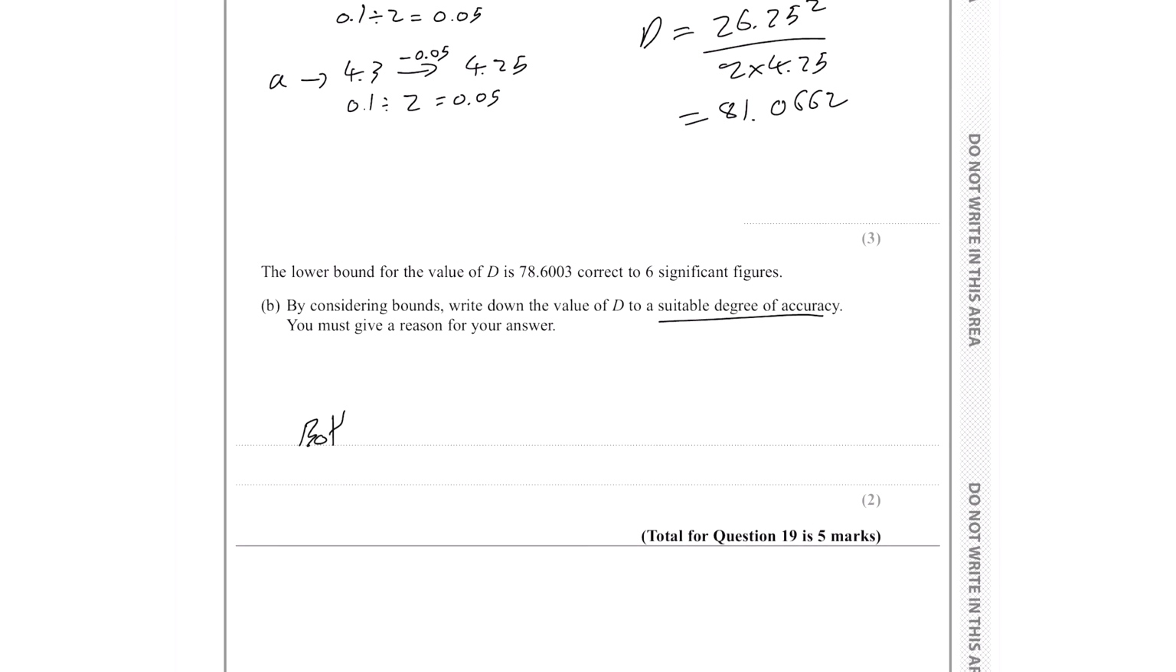So both upper and lower bound round to 80 at nearest 10.